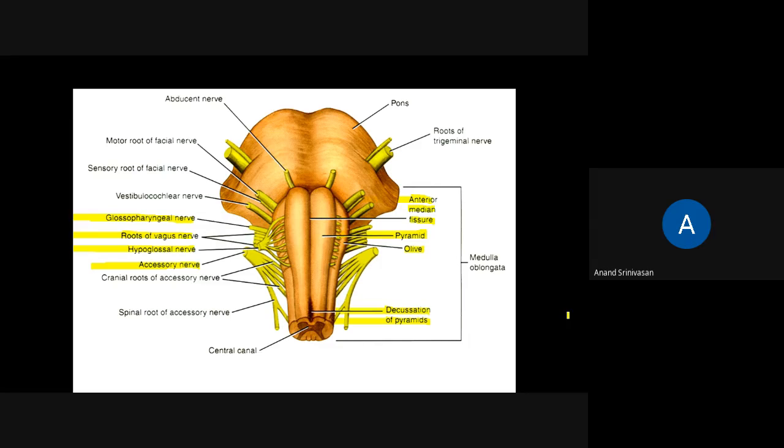You need to know at least the structures which I have marked: the anterior median fissure, the pyramid. Next to the pyramid is the olive, and as you trace this anterior median fissure down, there will be decussation of pyramids. Now lateral to the olive, there are the 9th, 10th and 11th cranial nerves. Between the pyramid and olive, there is the 12th cranial nerve.